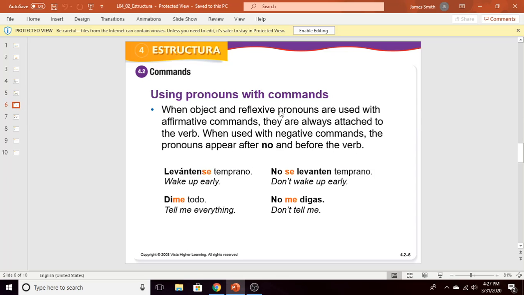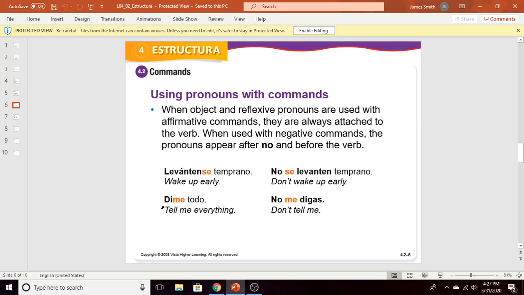Now, if you have a pronoun with a command, such as a reflexive pronoun or like tell me, show it, the rule is if it is an affirmative command, meaning you're saying do it, the pronoun is attached at the end. You may need to put an accent mark when you attach stuff to the end, as long as the verb is more than one syllable. If it's just one syllable, it doesn't matter. If it's a negative command, you just put it up front. So levántense, no se levanten.